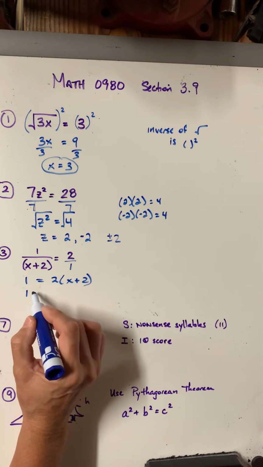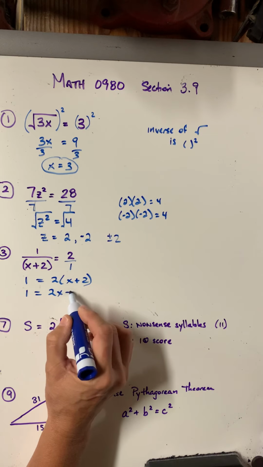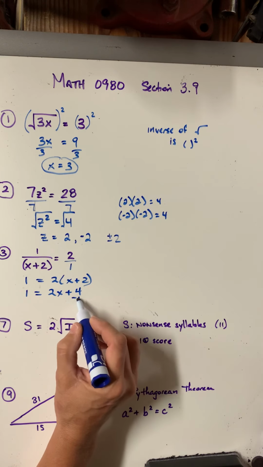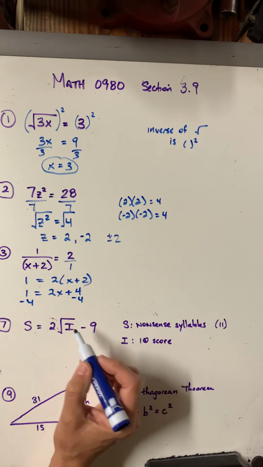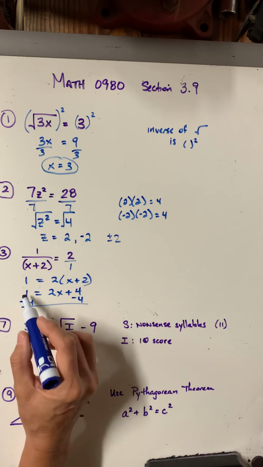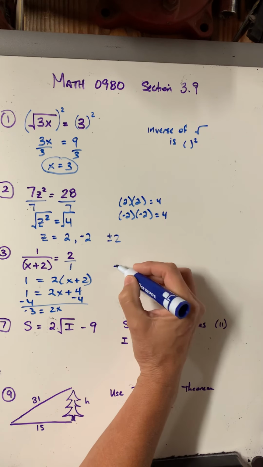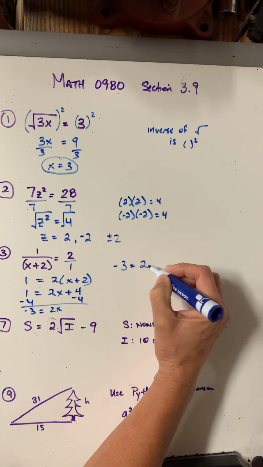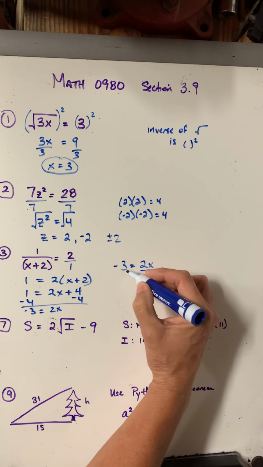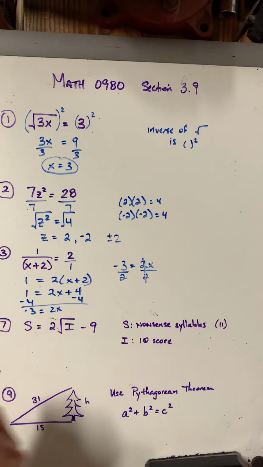So I would distribute next. 1 equals 2x plus 4. And then subtract the 4. So this becomes negative 3 equals 2x. Negative 3 equals 2x. And then my last step, I would divide by 2, and I get x equals negative 3/2.